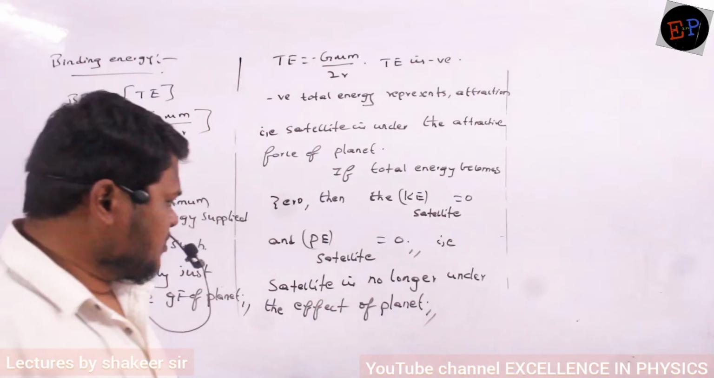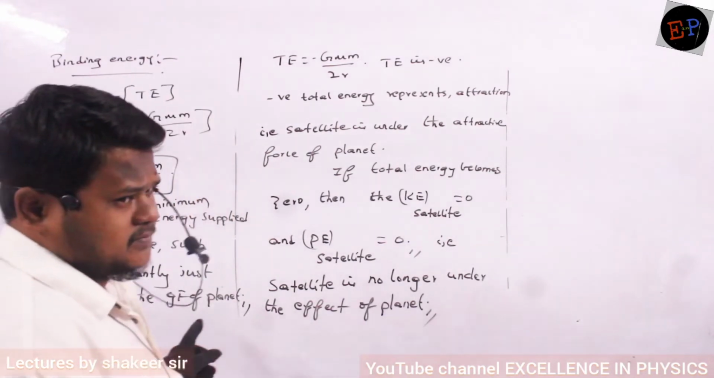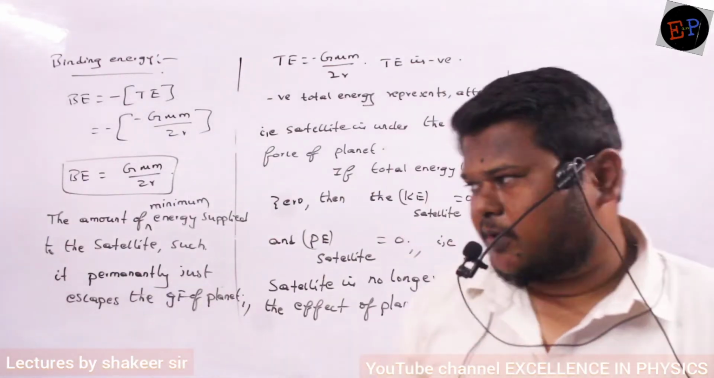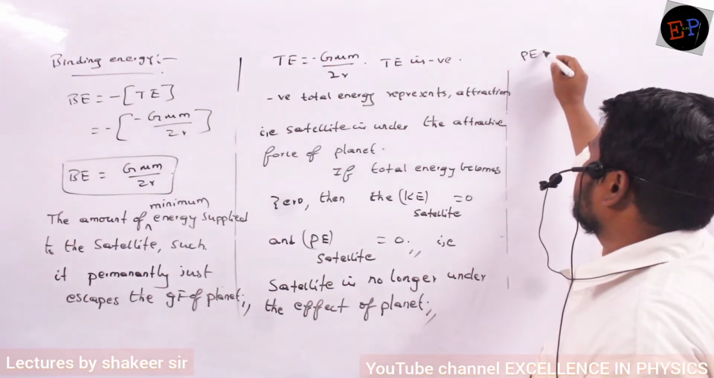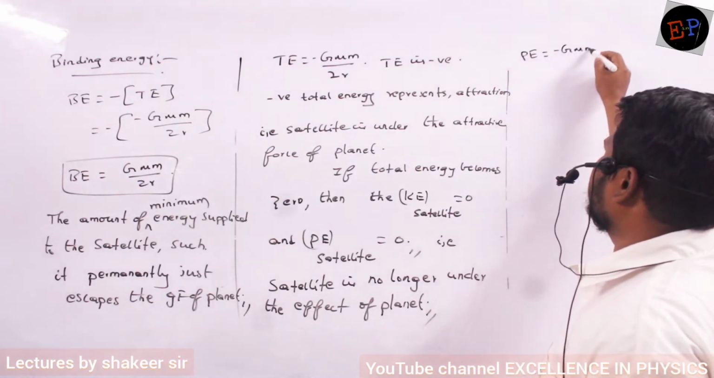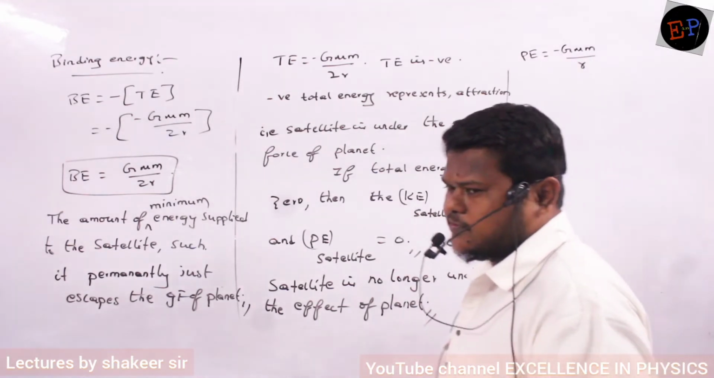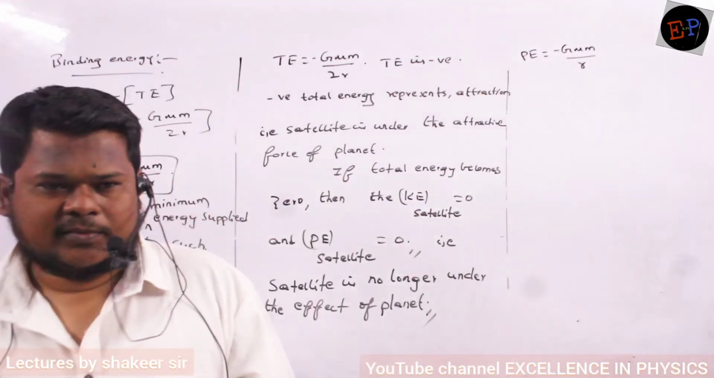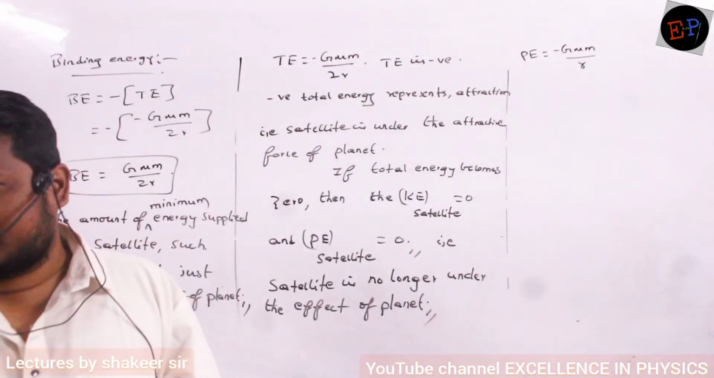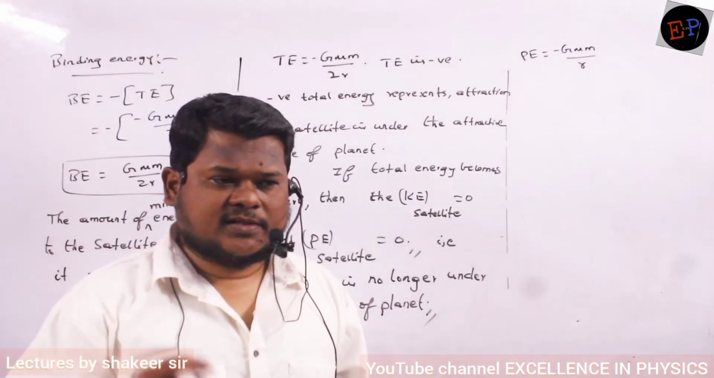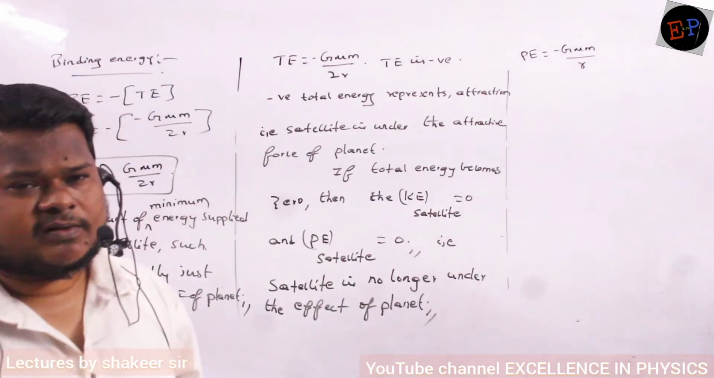Okay? So understood now what is meant by total energy? Now see one more point which we will discuss here. What is the potential energy of a satellite? It is minus GMm divided by R. This is the equation for potential energy, no? Are you able to understand? And potential energy is also negative. What is the meaning of this?